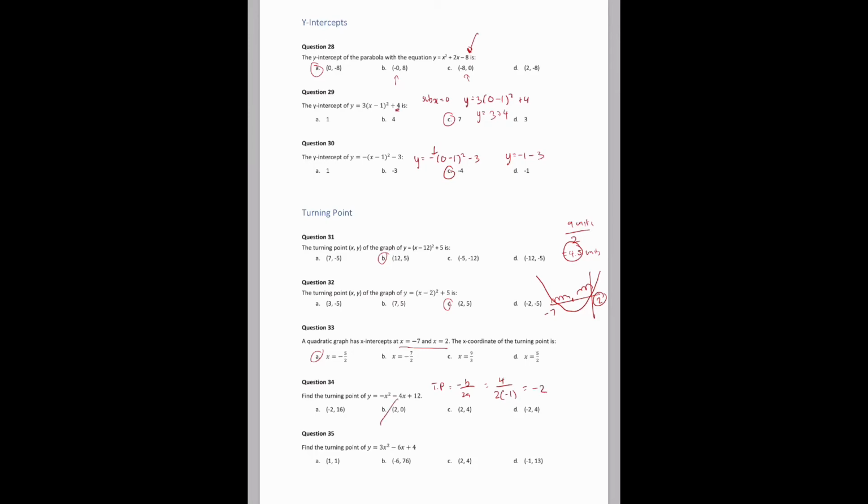So this automatically eliminates B and C. What we need to do now is substitute our x value into the equation to find out the corresponding y value of our turning point. So if you do this, y is equal to (-2) whole squared minus 4(-2) plus 12.